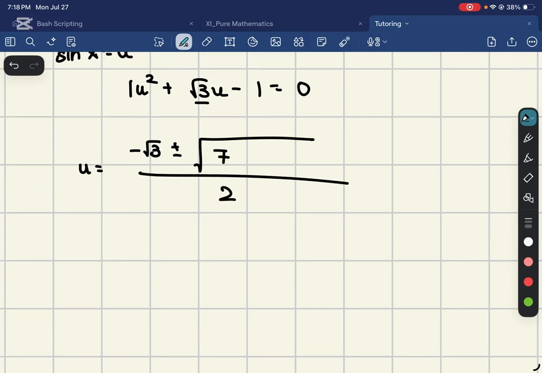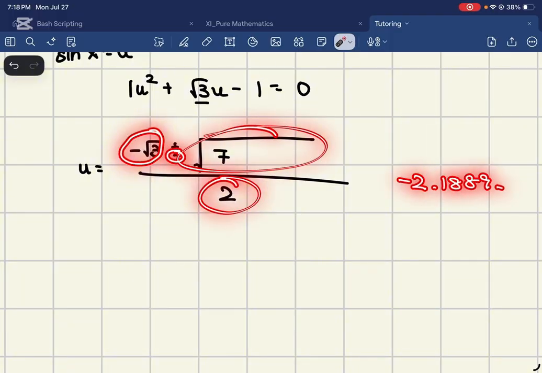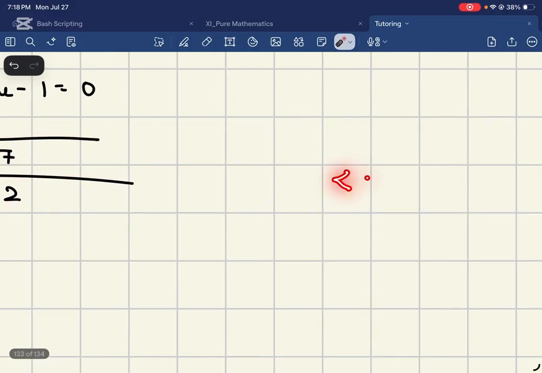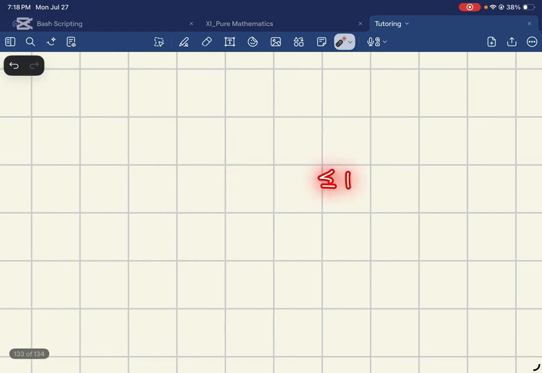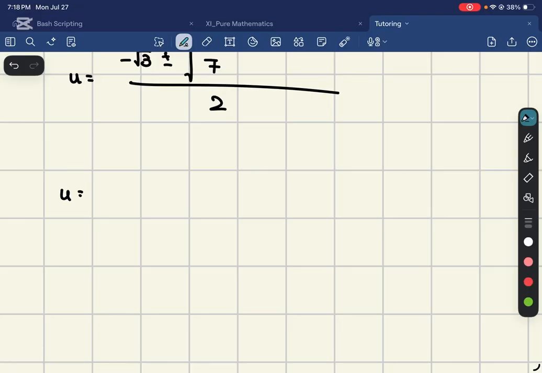All right, so now let's check. Negative root 3, let's check the negative side, right? Minus root 7 divided by 2. So if you look at the negative solution, minus root 3 minus root 7 divided by 2, that is negative 2.1889 something, right? And this is much less than negative 1. And you know that sine of x is between negative 1 and positive 1. So that means that the negative solution is invalid. So you just need to check for u plus square root of 7 divided by 2. This is going to be the only valid part of your solution.